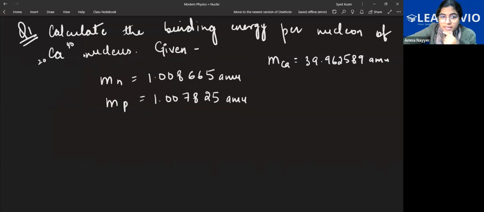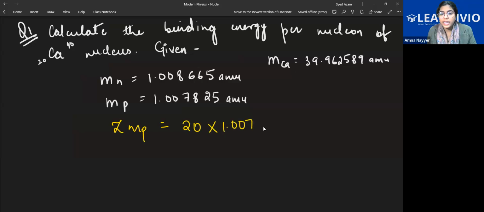In this, calcium is given with its mass number and atomic number, the mass of neutron, the mass of proton, and the mass of the nucleus. All these things are mentioned. It can happen that these two are not mentioned. Now the first step I told you is to calculate Z M_p, the number of protons, 20, times the mass of proton, 1.00785. When you calculate it, this will be 20.1565. This I have already calculated.